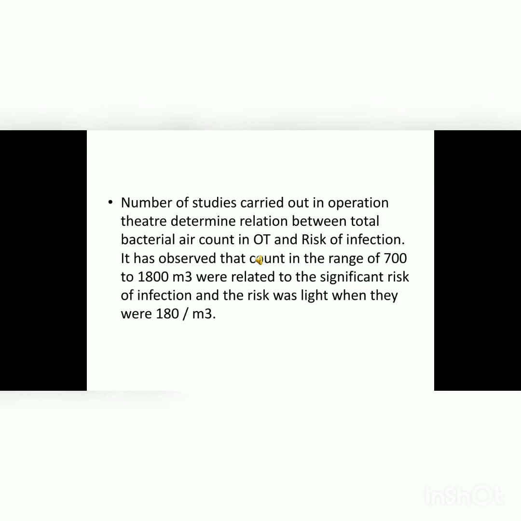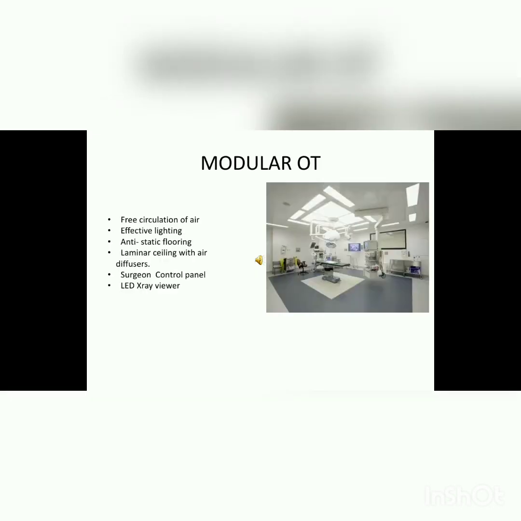The conclusion is that a number of studies carried out in operation theaters determined the relation between total bacterial air count in the OT and risk of infection. It is observed that counts in the range of 700 to 1800 per cubic meter were related to significant risk of infection. This is a picture representing a modular OT. You can see the HEPA filters for free circulation of air, effective lighting, anti-static flooring, and laminar ceiling with air seal.